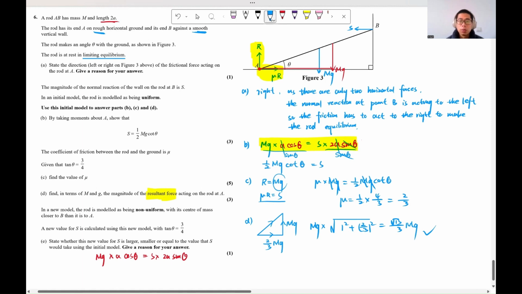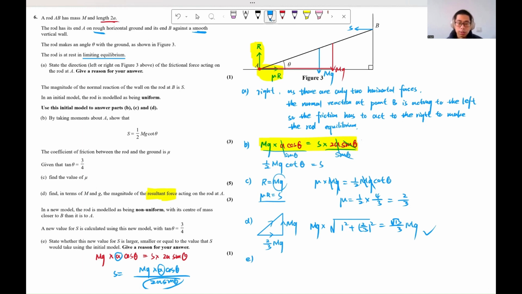So now we know this A is getting bigger. It's not A anymore, it's something bigger than that. So when you rearrange to work out S, mg times A cos theta divided by 2A sine theta, the denominator doesn't change, and the numerator is getting bigger. So S will get bigger.